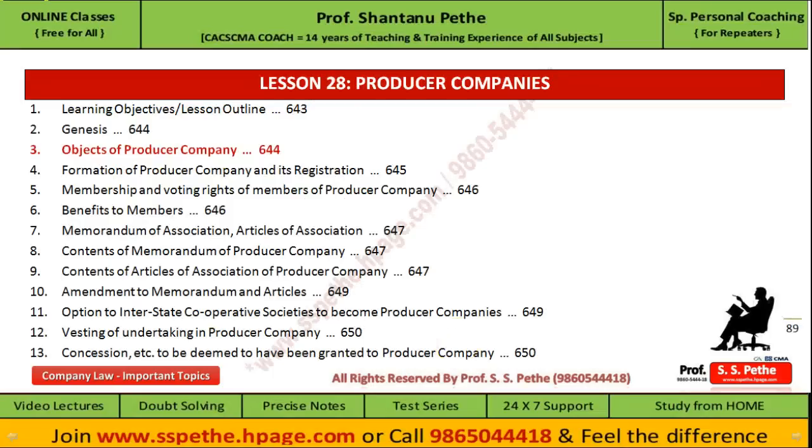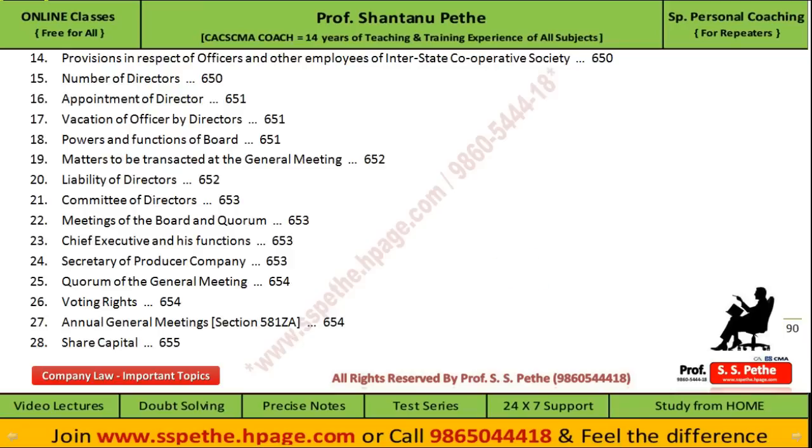Then let's move to producer company, that is chapter number 28. See, the provisions of the Companies Act 1956 related to producer companies are still very much active, and there will be a special act soon, passed by the parliament specifically for producer companies. As far as the exam is concerned, there are very few chances they will ask a question from this. Still, you have to remember the meaning of producer company and the objects of producer company.